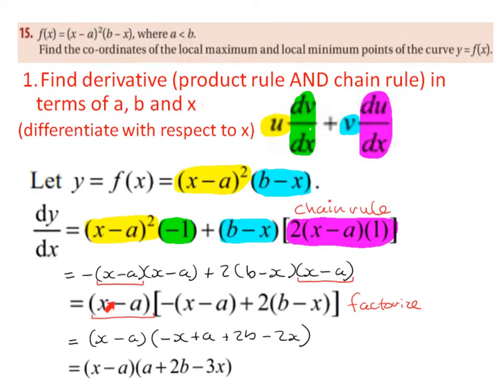So x minus a into minus (x minus a) times (x minus a), well that x minus a cancels, leaving us with minus (x minus a). And then x minus a into 2 times (b minus x) times (x minus a), well that x minus a will cancel, leaving us with the 2 and the (b minus x). So then we bring down the (x minus a) with brackets. Minus times x is minus x, minus times minus a is positive a, 2 by b is 2b, and 2 by minus x is minus 2x. And then we simplify, so again we bring down the (x minus a) with brackets, and we bring down the a, we bring down the 2b, and minus x minus 2x is minus 3x.